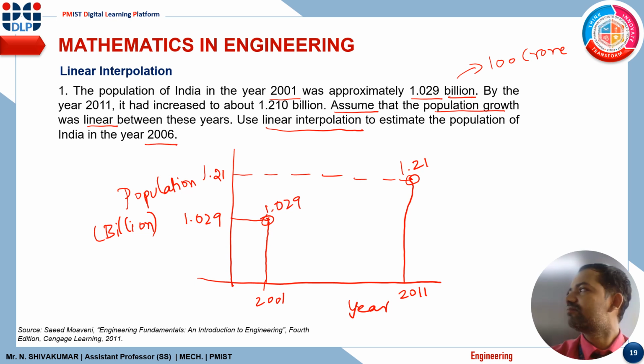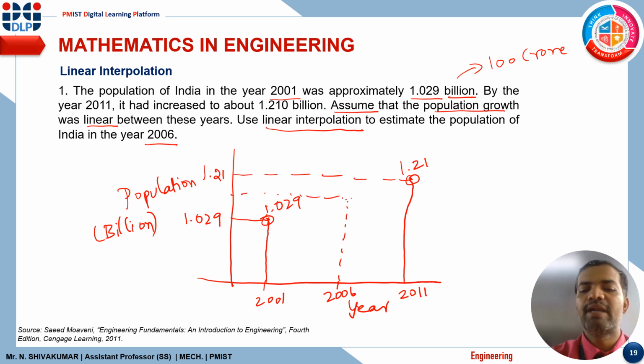So what are they asking? They have given data for 2001 and they have given data for 2011. They are asking for the population at the year 2006. So at exactly 2006, what is the population? Now, how can you calculate? This is by applying linear interpolation.